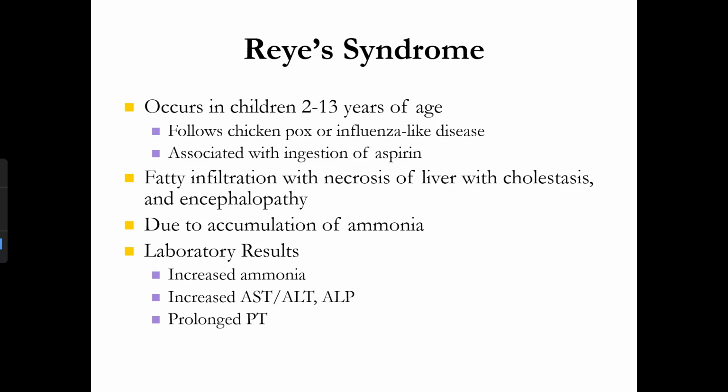Reye's syndrome occurs in children 2 to 13 years of age. It follows chickenpox or influenza-like disease, and it's associated with the ingestion of aspirin. There is fatty infiltration with necrosis of the liver, with cholestasis and encephalopathy due to the accumulation of ammonia. Laboratory results would indicate increased ammonia, increased AST, ALT and ALP, and prolonged prothrombin time.